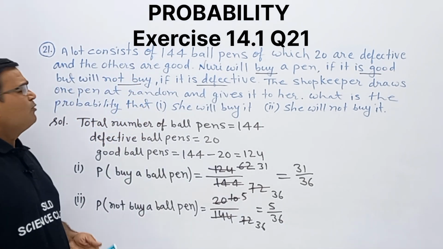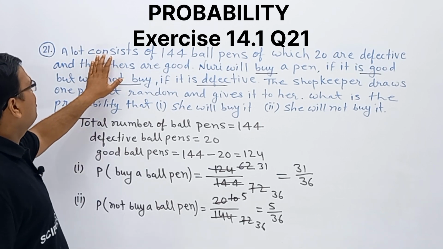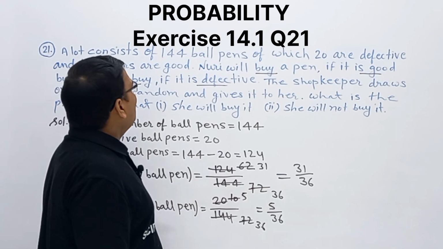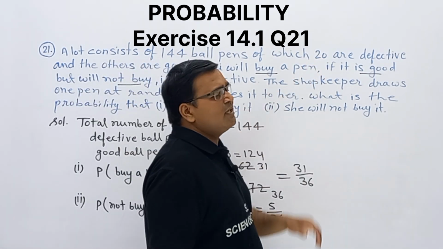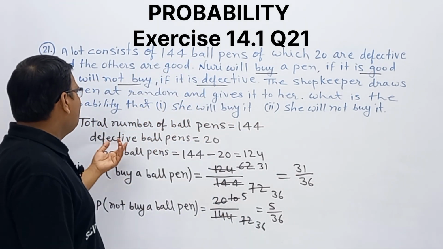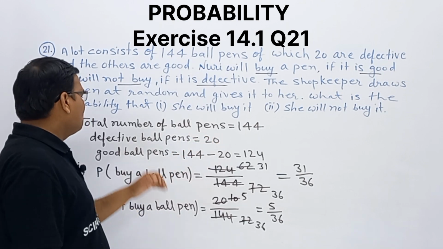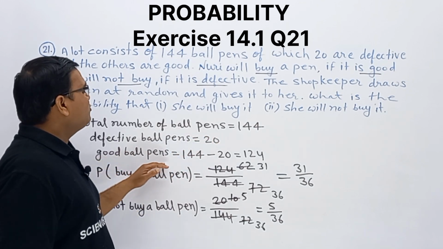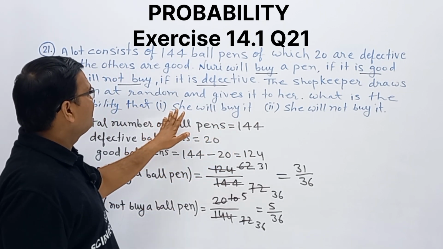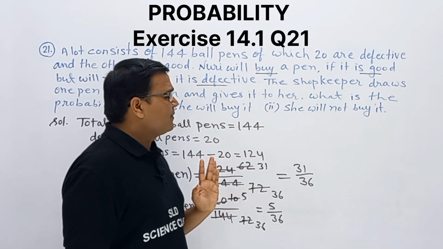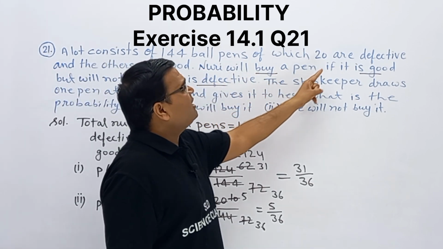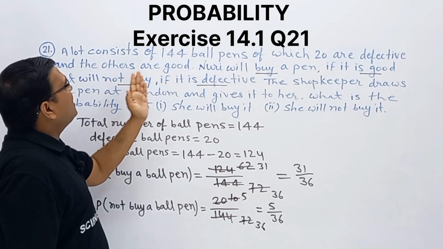Observe, simple question. What are we doing in this question? We are having one lot, in which we are having 144 ball pens. Clear? Now in these ball pens, 20 ball pens are defective ones. So total number of ball pens we are having 144, defective ball pens 20, remaining good. So good ball pens will be 144 minus this, we are getting 124. Now two questions we are having. She will buy it and she will not buy it. But one condition is there. Nuri will buy a pen if it is good, but will not buy if it is defective.